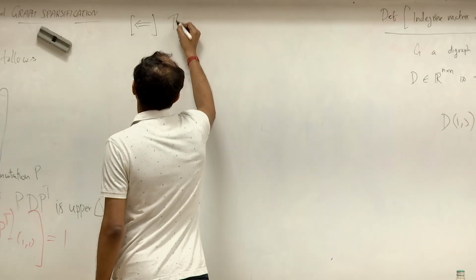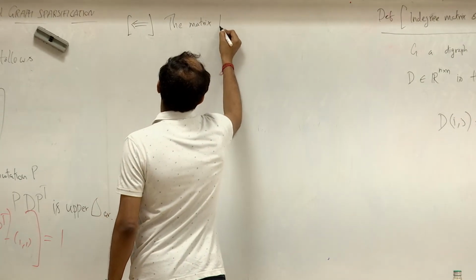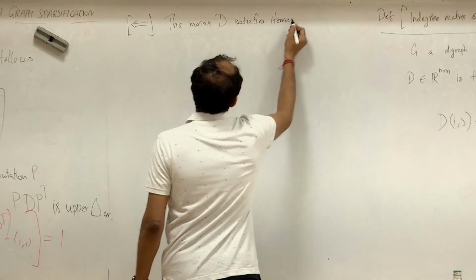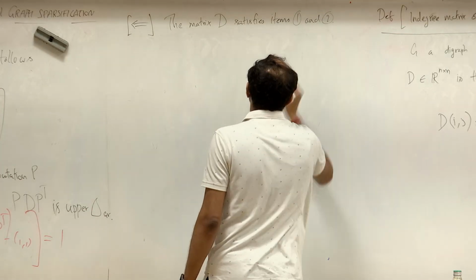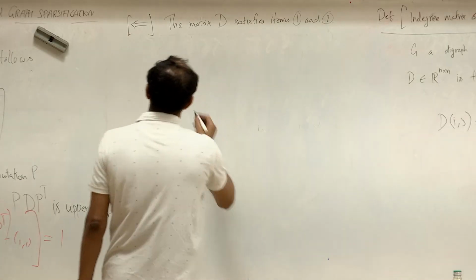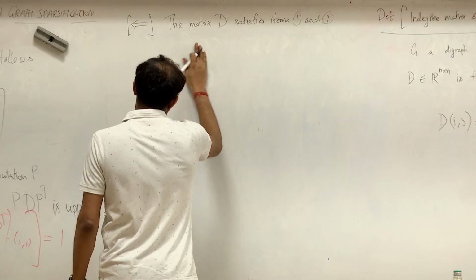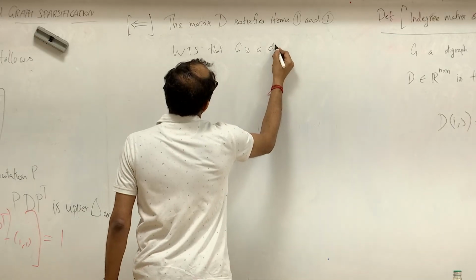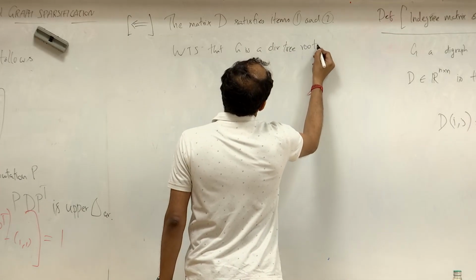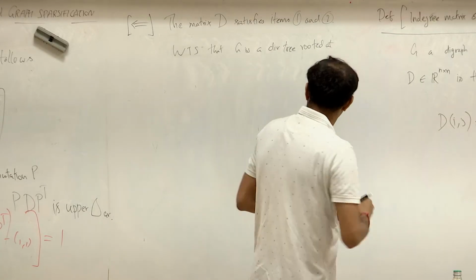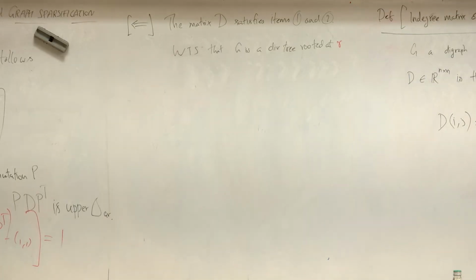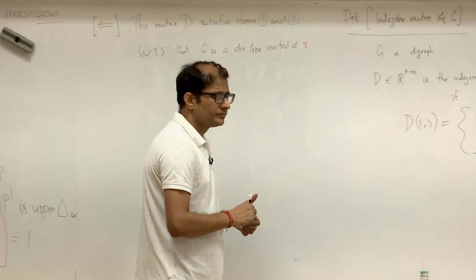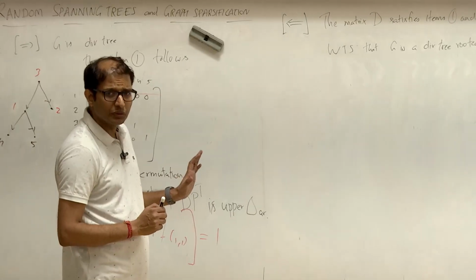So we are told that the matrix D satisfies items 1 and 2, and you want to show that G is in fact a divergent tree rooted at R, that R which was reduced, right? Yeah. So that's the claim that you would like to show.